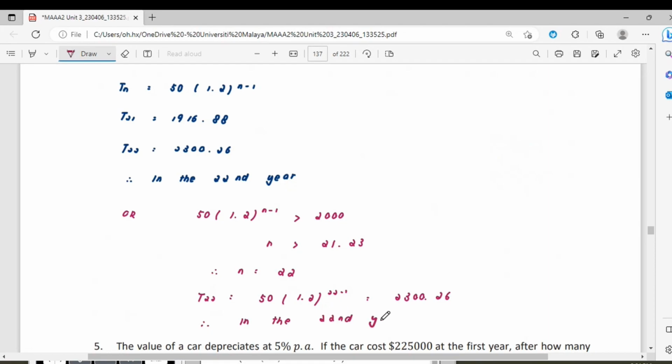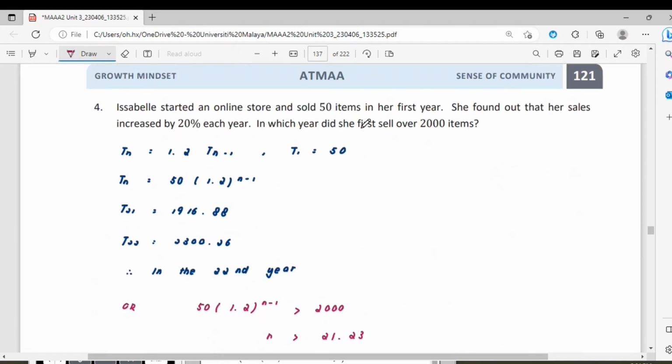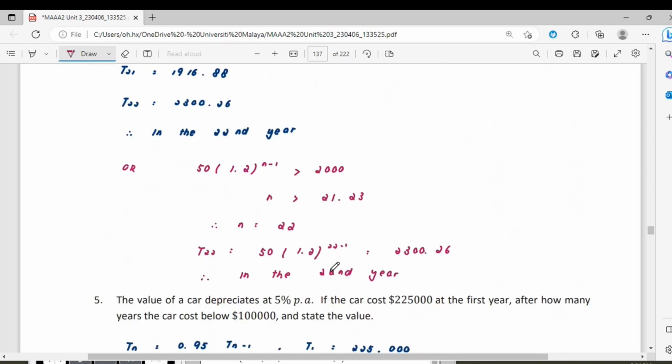How you define this is exactly the same as how you do this part also. At the end, you need to go back to the question and see what the question is asking. So like, in which year? So that's why your answer is in the 22nd year. Okay, question 5.